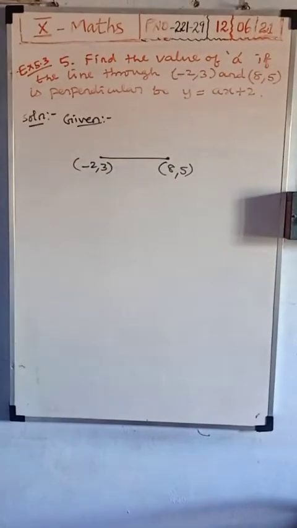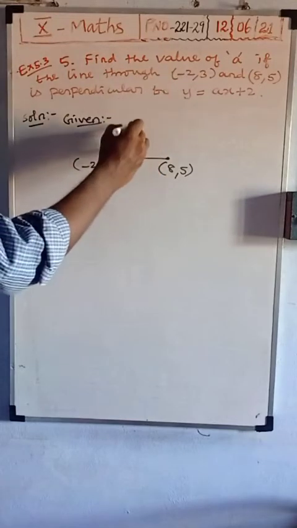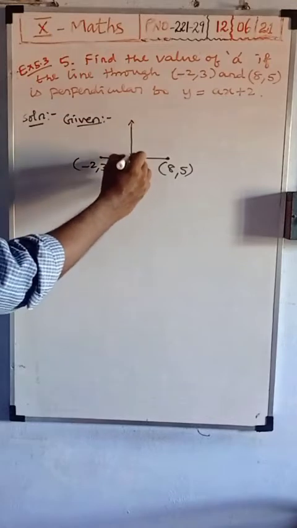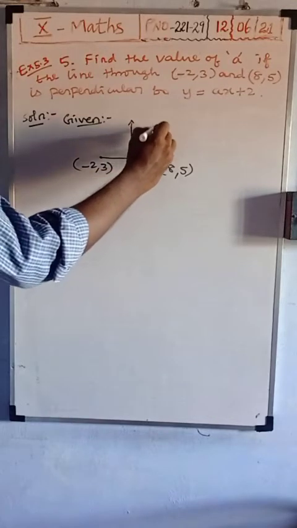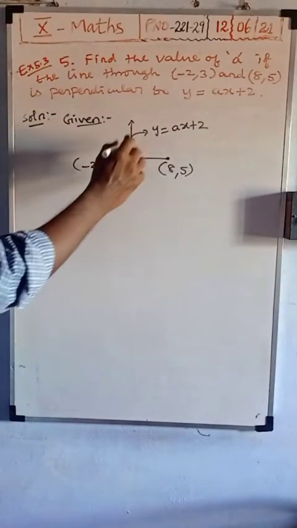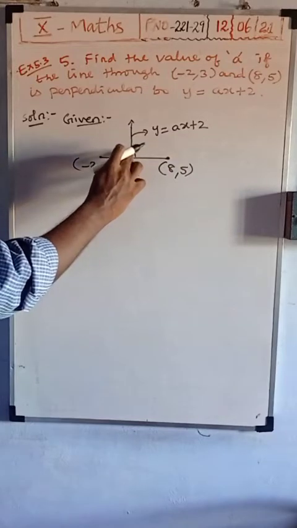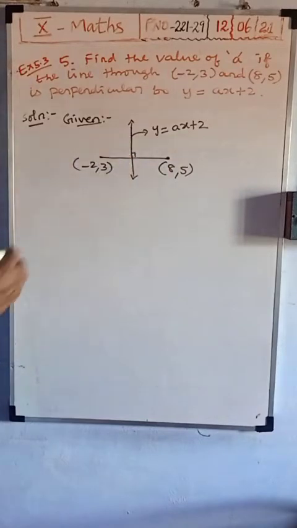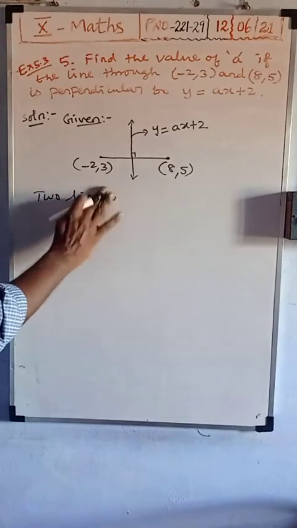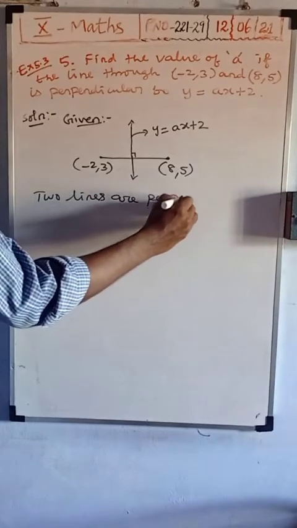So passing through these 2 points, this line is perpendicular to one more line. Okay, this line is perpendicular to one more line. What is that? This line is y is equal to ax plus 2. Okay, so these two lines are here. This is one line, this is another line. These two lines are perpendicular. Okay, given that two lines are perpendicular.